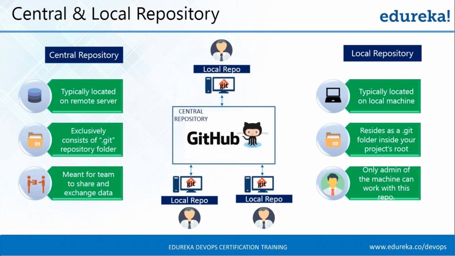Whereas the local repository is only accessible by you, and it is meant for your own use. So you can work in your local repository in isolation, and no one will interfere with you. After you are sure that your code is working and you want to show it to everyone, just transfer or push it into the central repository.